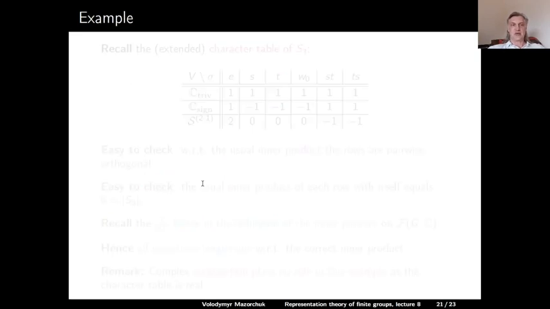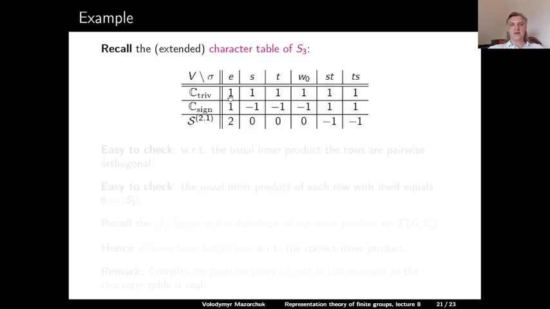Let us look at a quick example. Recall the extended character table of S3. So here I write the value of each character at all elements, because when we take the scalar product, it's very useful to have the value at each single element rather than the conjugacy class. Let us take the usual scalar product for rows in this table. So if you take the different rows, so here we have 1, minus 1, minus 1, minus 1, plus 1, plus 1. So the scalar product between the first and the second row is 0, the usual scalar product.